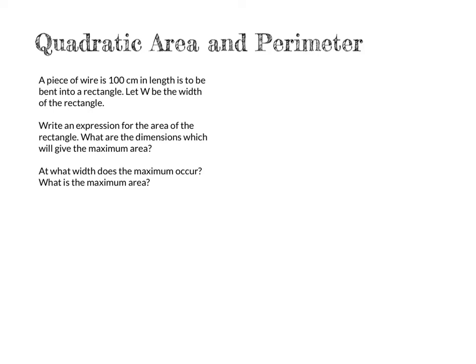In this video, we're going to talk about what we call quadratic area and perimeter. And this is a nice application of the quadratic function. Our goal in this particular video is to show how to maximize area through rectangles. All right, and so we know that in a rectangle, you need to know the area formula and also the perimeter formula.